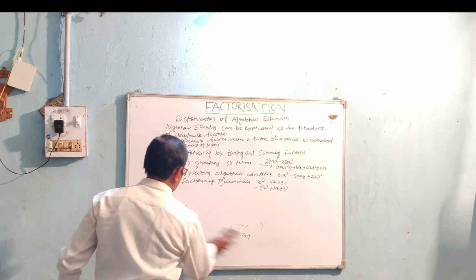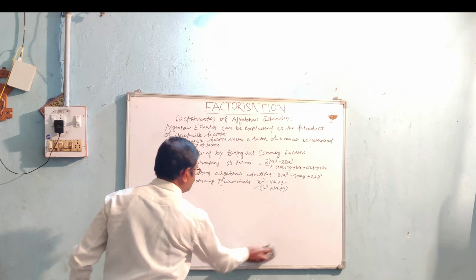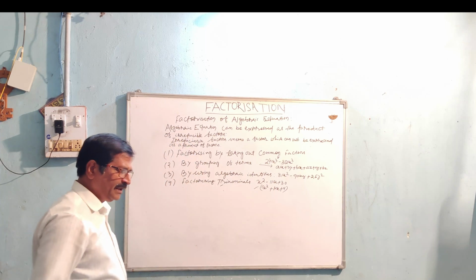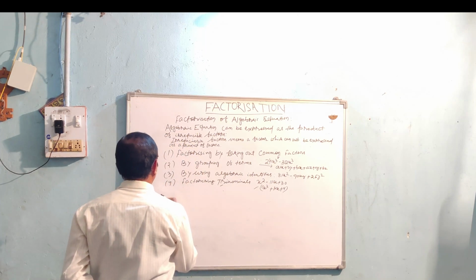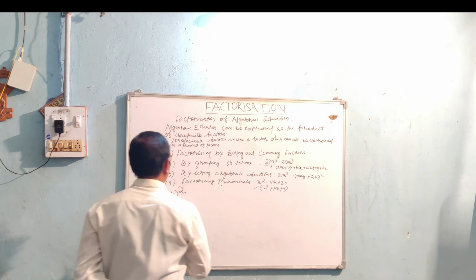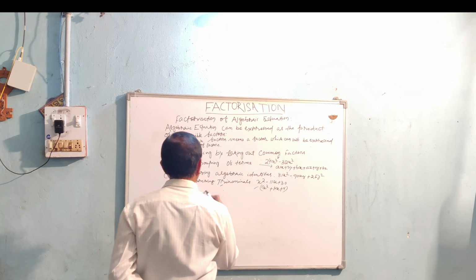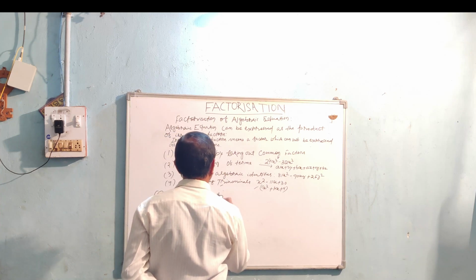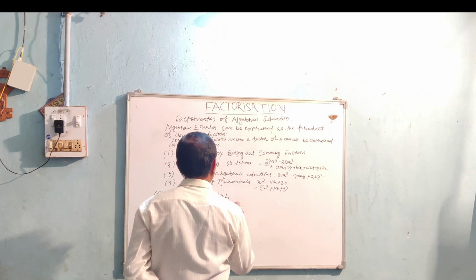And your third one is factorizing by identities. So one thing, algebraic identities, I think you might not have read, just like a plus b whole square. What is this? Now it is a square plus 2ab plus b square.